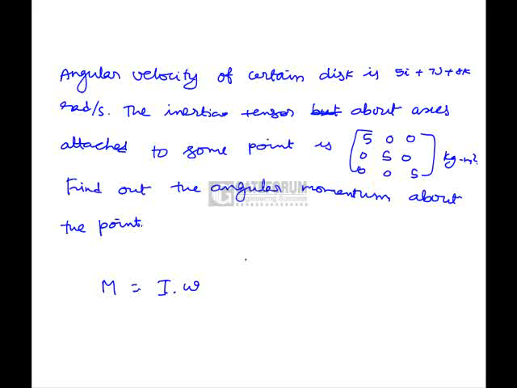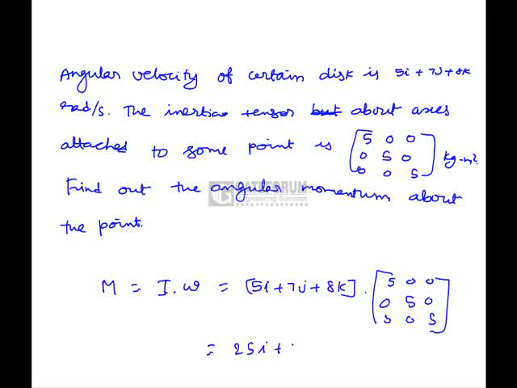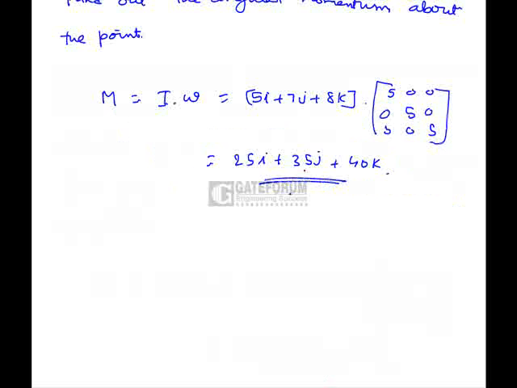And omega is given by 5i plus 7j plus 8k. So take the product between these two, which gives a value of 25i plus 35j plus 40k. So this is the angular momentum about this point, and in the options, the right option is B. B is the right answer.